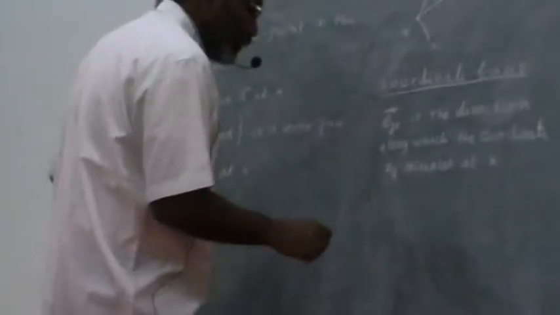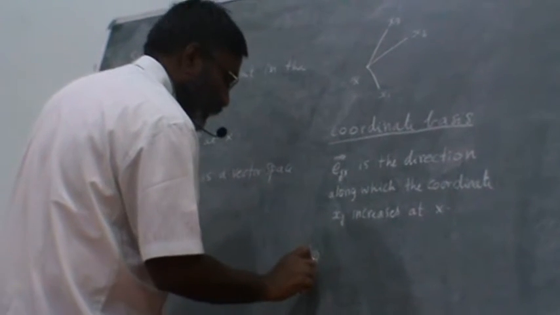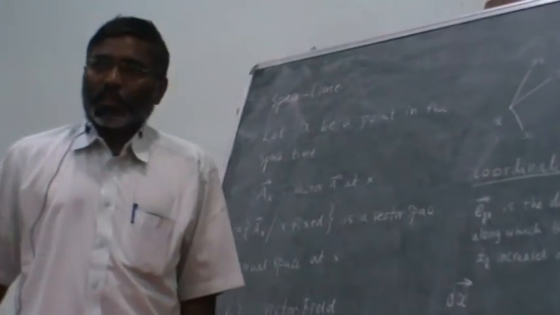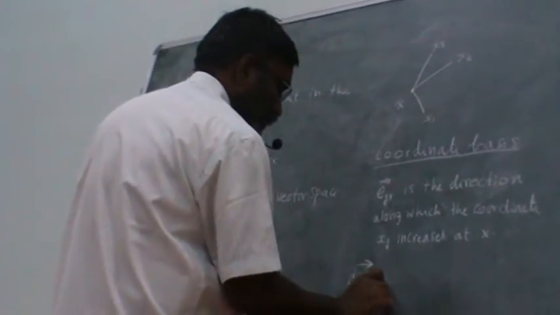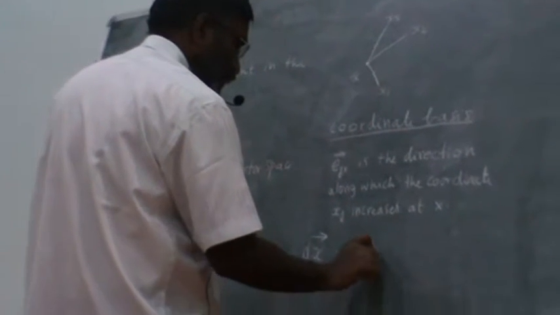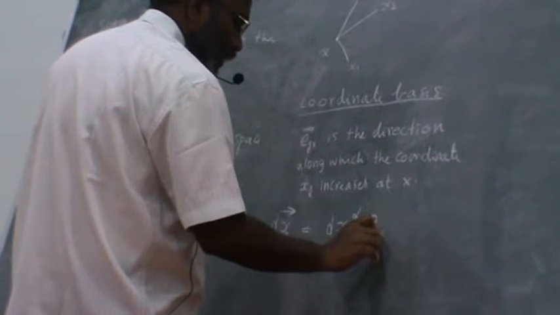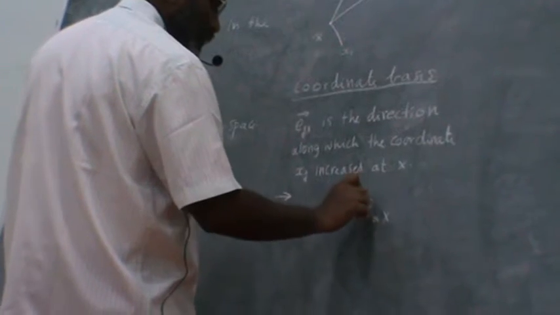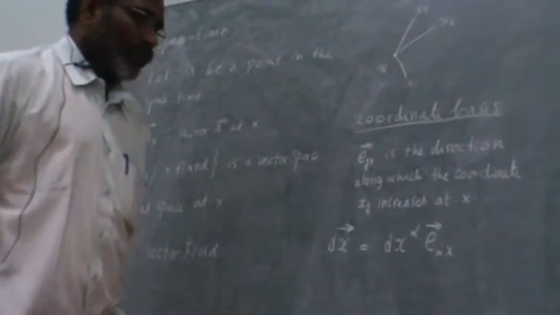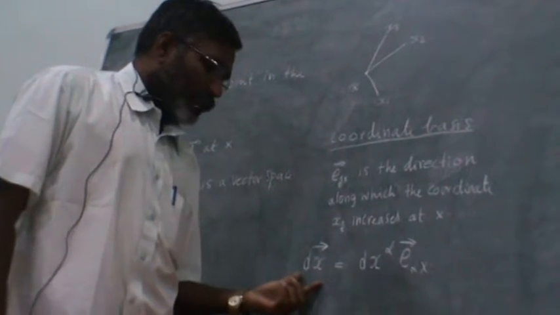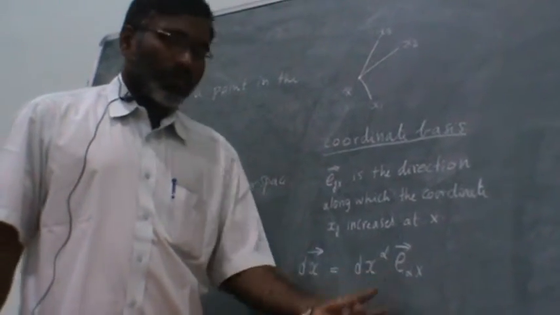Okay, so that you can write down the displacement dx. The displacement vector dx can be written as dx^alpha into E_alpha at x. If I choose this as the coordinate basis, then the displacement vector can be written as dx^alpha into E_alpha at x. This is the displacement vector.